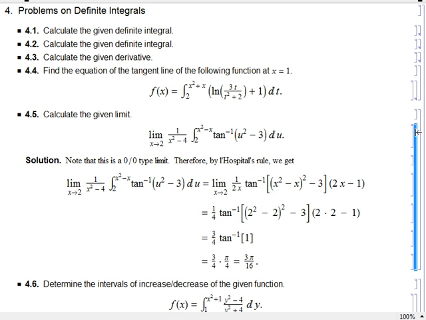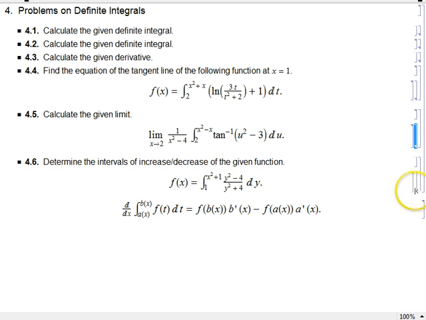Okay, I paused enough. Let's move on to the next example. I think this is the hardest one. Determine the intervals of increase and decrease of the given function, and here it is.